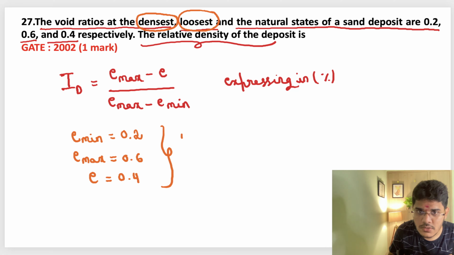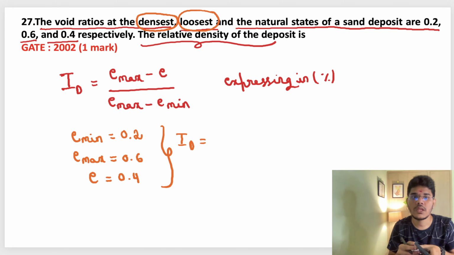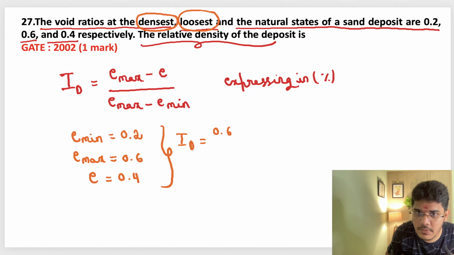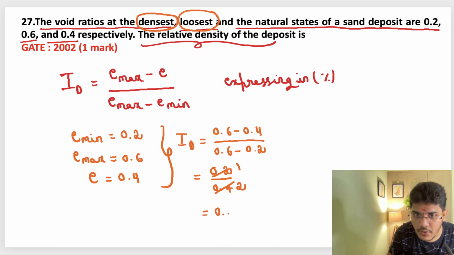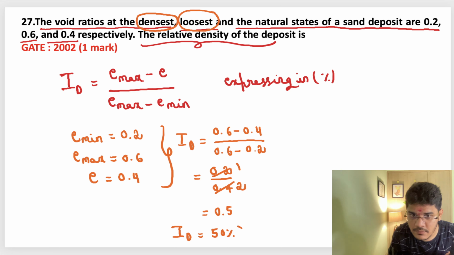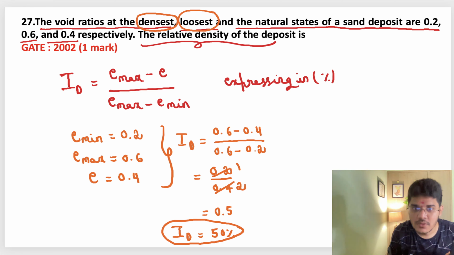Okay, so relative density or density index is equal to E max. E max is how much? 0.6 minus E will be how much? 0.4 divided by E max, 0.6 minus E minimum is 0.2. This is nothing but 0.2 by 0.4, that means 0.5. 0.5 means we have to express in percentage, so multiplied by 100, that will be equal to 50%. So relative density or density index will be given by 50%.